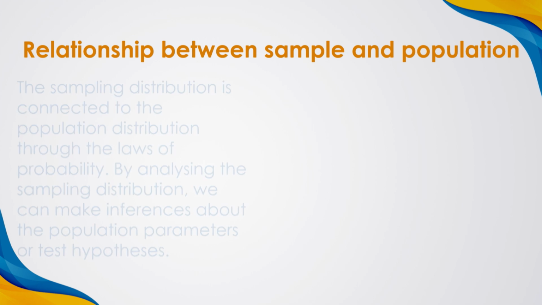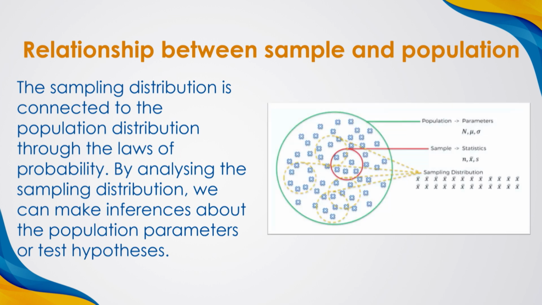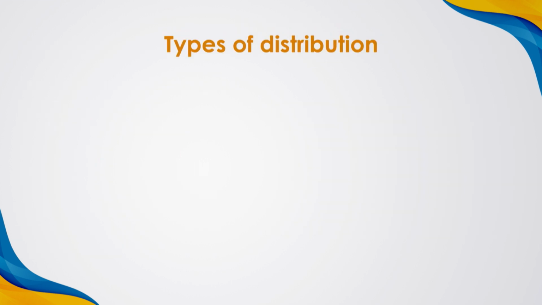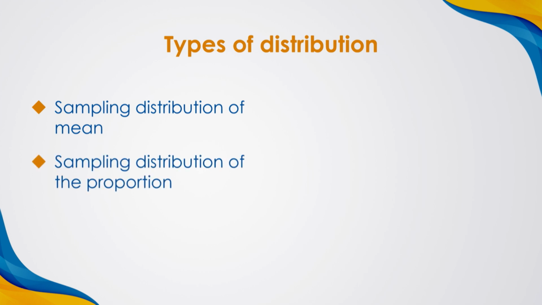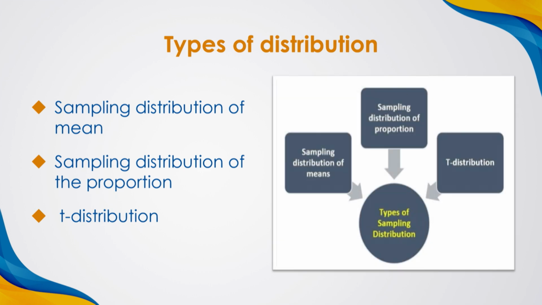Relationship between sample and population. The sampling distribution is connected to the population distribution through the laws of probability. By analyzing the sampling distribution, we can make inferences about the population parameters or test hypotheses. So, for the same population, we have several samples, and we can find population parameters, sample statistics, and finally the sampling distributions. Types of distributions: sampling distribution of the mean, sampling distribution of the proportion, and lastly the t distribution. These are the types of sampling distributions we can see in the picture.